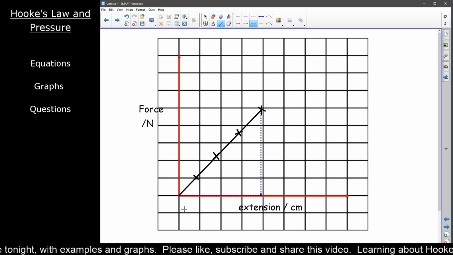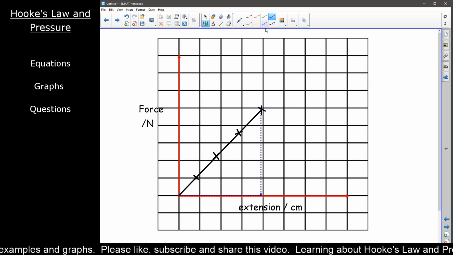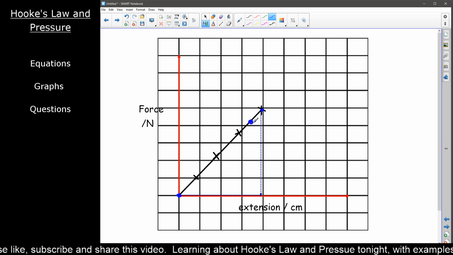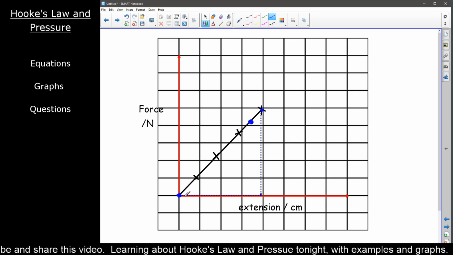Now, in these ones, it's a really good idea to have your first point down here. To get a gradient, you need to pick 2 points on your line. So there's a point there, and here's a point here. Now we've got x's at those points, but I didn't have to use those. I could have used this point and drawn a triangle with that. We want a nice big triangle that takes up more than half of my graph.